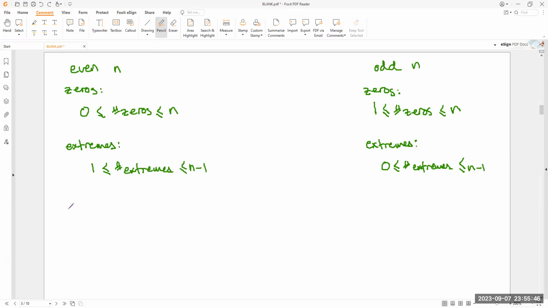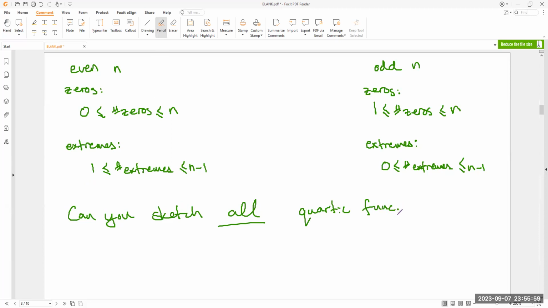I want to ask, can you sketch roughly all the possibilities of a quartic function? That is, the function is going to look like a 1, 2, 3, R, S, T, U, 4. A quartic function that is factored in this way. Can you sketch all possibilities, all the x-intercepts and what it might look like for a quartic function?